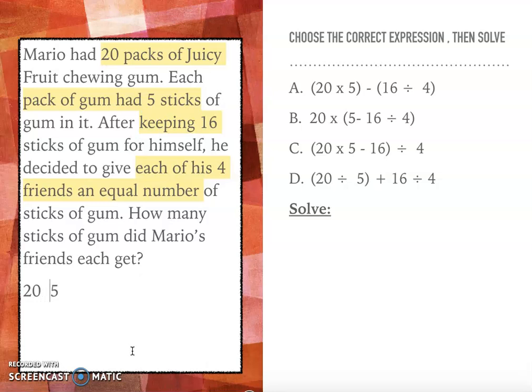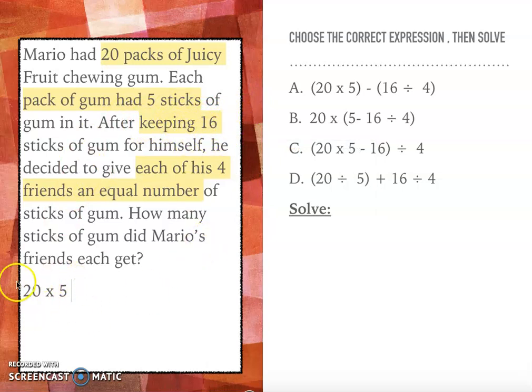So if I'm looking for my total, I'm either going to add or, oh no, sorry, I'm going to either add or multiply, guys. Add or multiply when you're looking for your total. So to me, it's more reasonable to multiply because each pack has 5 sticks of gum. But 20 times 5 gives me 100. But he did not have 100 sticks of gum to share because he kept 16 for himself.